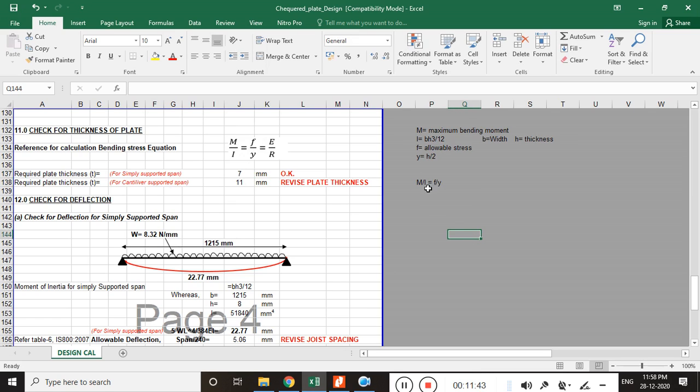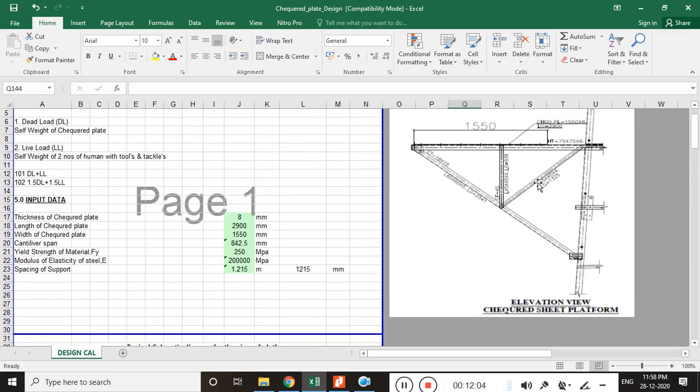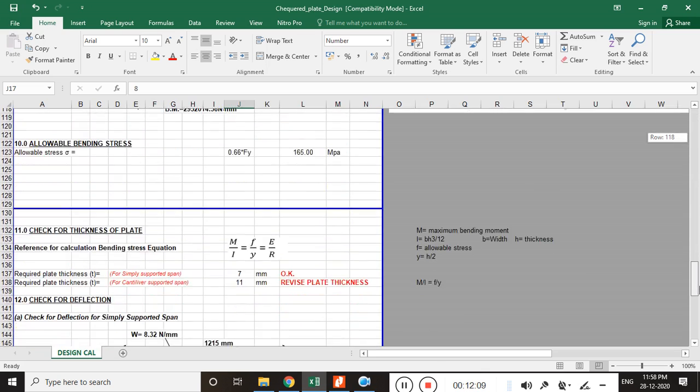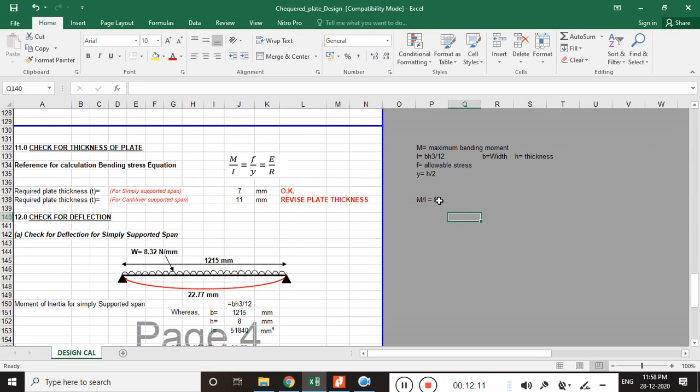In that case, M is the maximum bending moment, I is the moment of inertia, which is b and h cube by 12 for the rectangular section, because we have a plate. That plate has a length of 1215 for the simply supported condition, and a thickness of 8 mm. That 8 mm thickness forms a rectangular beam, where b is the width and h is the thickness.